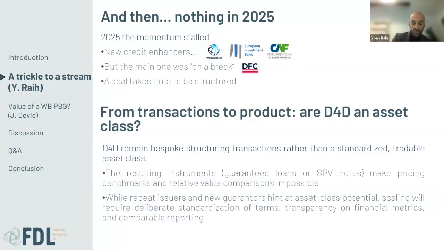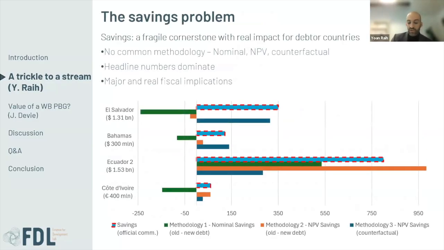And I will now move to what I believe is one of the important bottlenecks of the debt for development swap, which is the question of the savings. If you remember well my first very basic drawing, these operations generate an amount of savings that is at the cornerstone of the transaction.